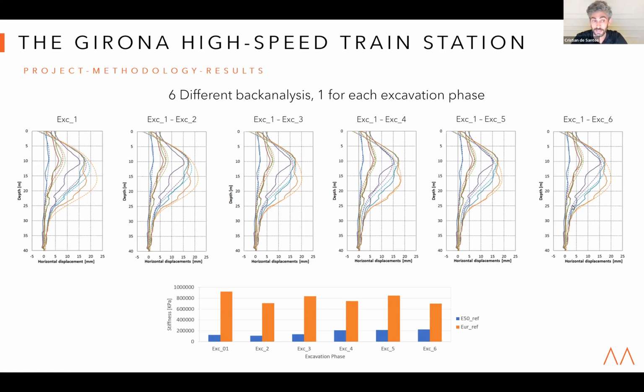In this particular case, just with the first back analysis, we had enough information, and the predictions for the future excavation phases were good, and the parameters were constant. So in this particular case, we could have changed the design or the construction procedure after the first excavation phase.